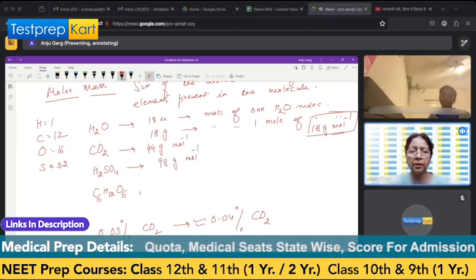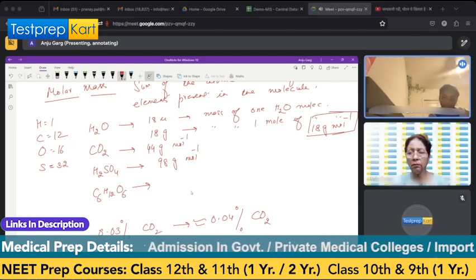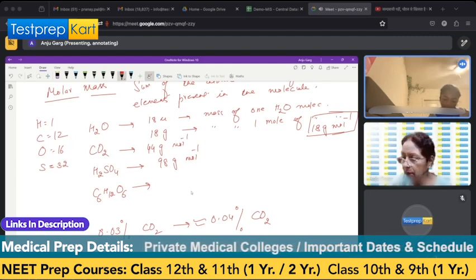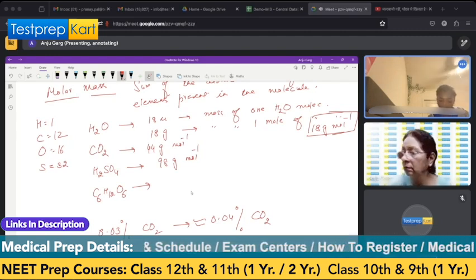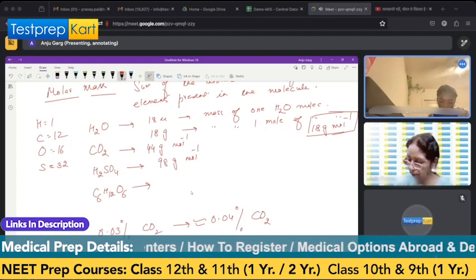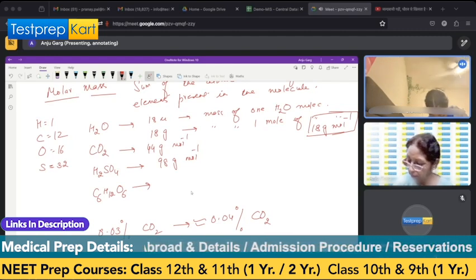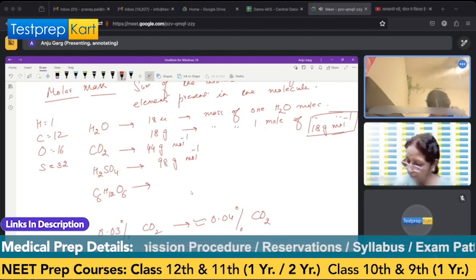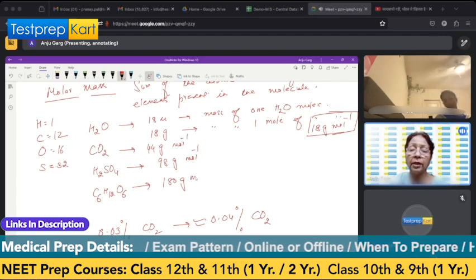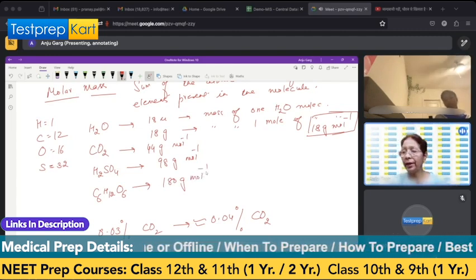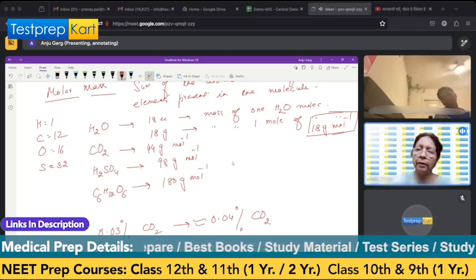What about glucose? 12 times 6 is 72, 6, 96. 180. 180. So you can see 1 mole of water is weighing 18 grams, whereas 1 mole of glucose is weighing 180 grams. So every compound will have a different molar mass depending upon the elements present and depending upon the atomic masses of the elements. Okay. Right?